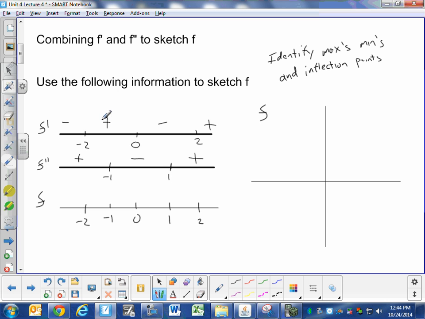And I can really look at my first derivative to see that I'll have a min of f at -2. I'll have a little max, a relative max of f at 0. I'll have a min at 2. And then I'll know that looking at f double prime, these will all be inflection points. So I know that. Now I just need to know what the pieces of f will look like.